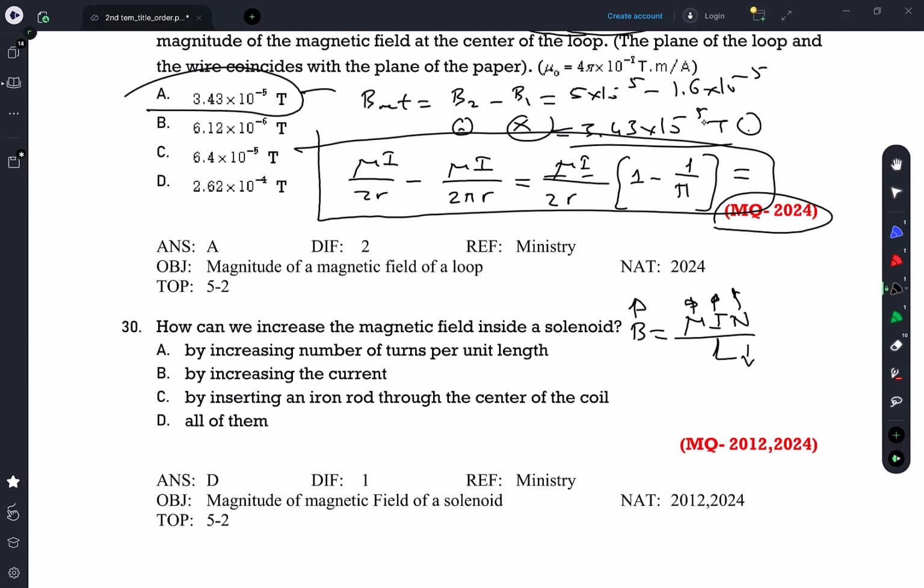By increasing the number of turns, N over L, yes, you can write this equation mu I N over L. Yes, N over L increasing, the increase is correct. By increasing the current, correct. By inserting an iron rod and increasing mu, B increases, correct. All of them are correct.